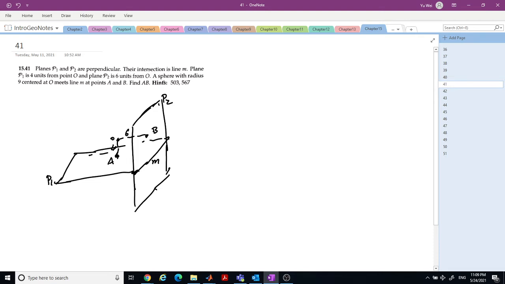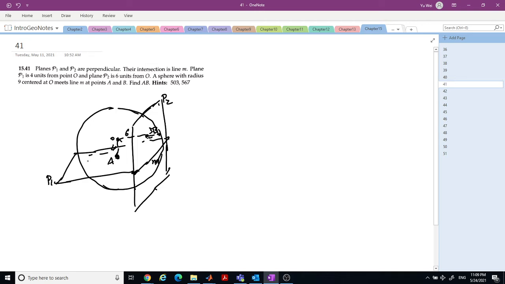And the sphere with the radius of 9, right? So the sphere with the radius of 9 is like this. So here to the center is 9, right? 6 plus 3. This is the center. So if the sphere meets M at 2 points, X and Y, right? A and B, you find the AB.